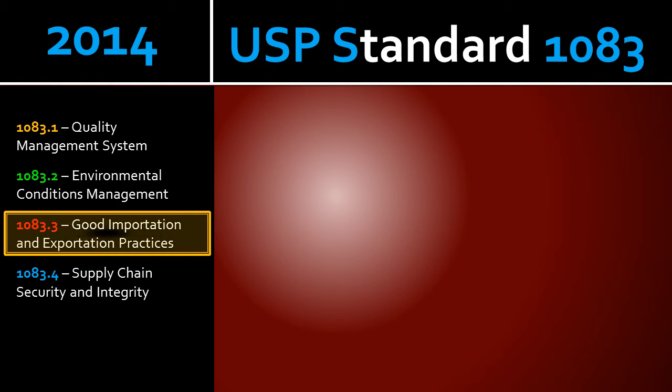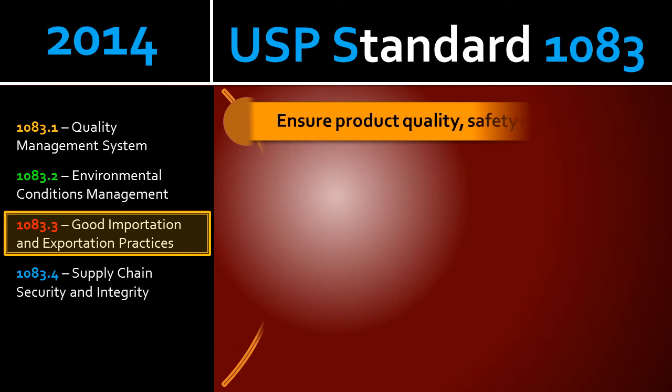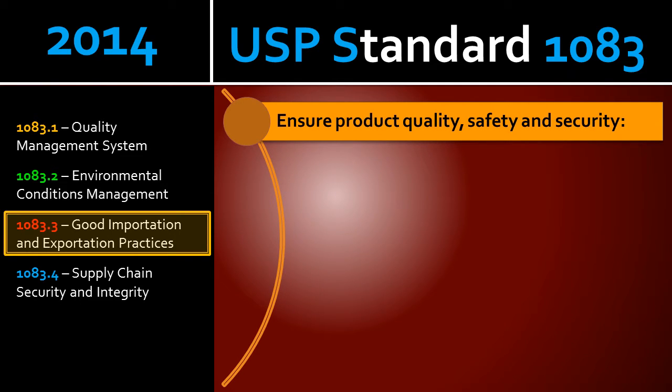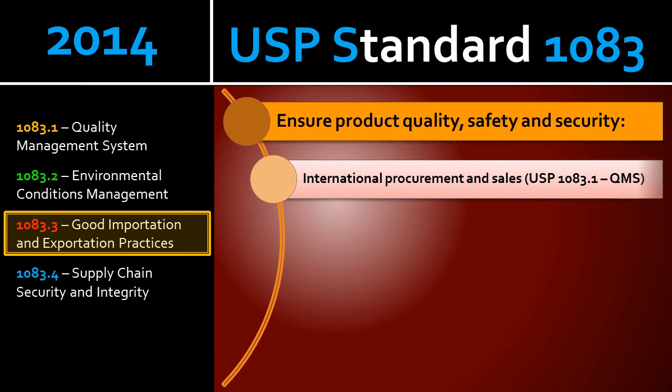Importation and exportation management is a set of basic principles that should be followed to ensure the quality, safety, and security of imported and exported materials and products. Organizations involved in the importation and exportation of materials or products must have controls in place to mitigate the likelihood that the material or product quality, safety, or security is compromised.